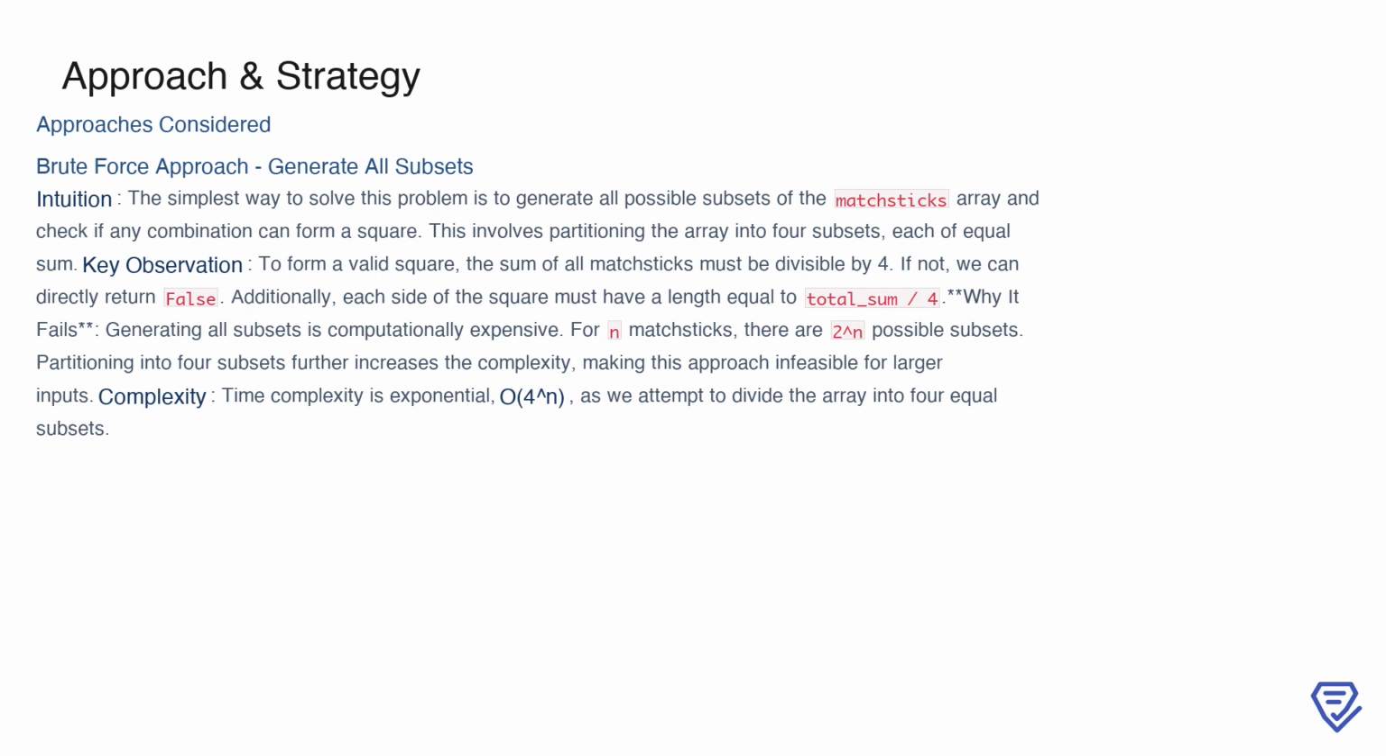While this approach is conceptually simple, it quickly becomes impractical. Generating all subsets of matchsticks is computationally expensive. There are 2 to the power of n possible subsets for n matchsticks. Partitioning these subsets into 4 groups further increases the complexity. As a result, this brute force approach has an exponential time complexity of 4 to the power of n, making it infeasible for larger inputs.